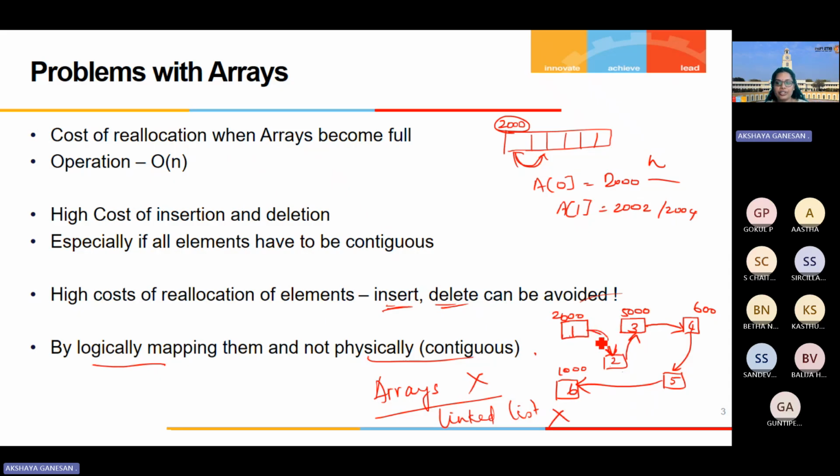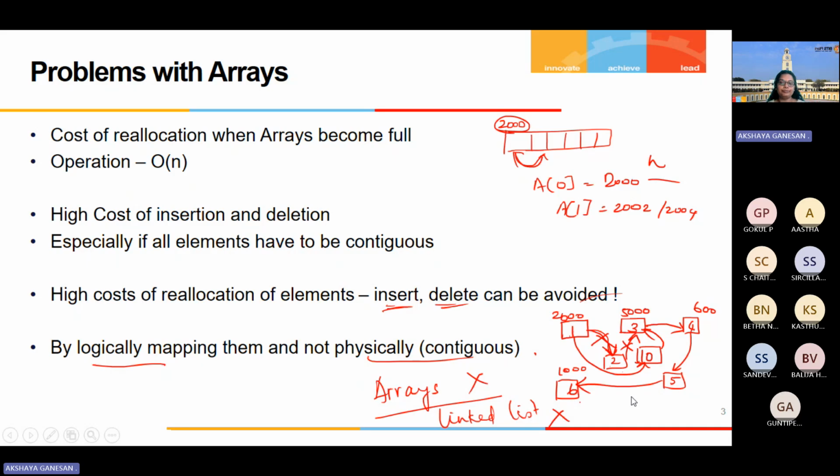What do I have to change? Say I want to delete 2 and replace it with, say, 10. I create a node 10. I just remove these 2 pointers. I have to map 1 to 10 and tell 10 that next is 3. That's all. So only 2 simple statements I have to replace. I don't have to relocate or disturb 3, 4, 5, 6 and all.